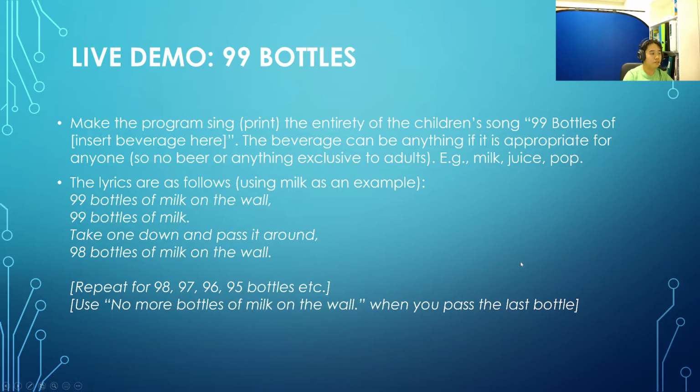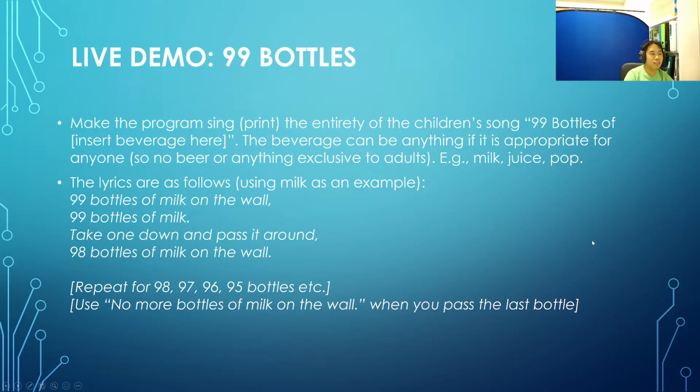99 bottles of milk on the wall, 99 bottles of milk. Take one down, pass it around, 98 bottles of milk on the wall. And then you keep repeating for 98 and so on, all the way down to the last bottle. And then you sing no more bottles of milk on the wall when you pass the last bottle.